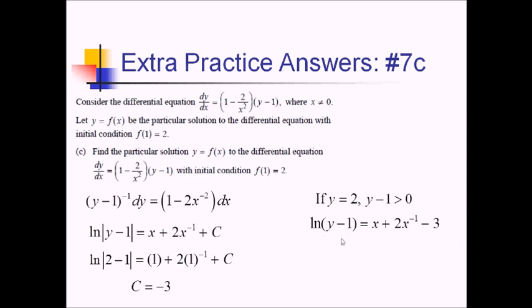We still have to isolate y. First step in doing that, I'm going to raise e to both sides. So I have y minus 1 equals e to all of this craziness. And then I'm just going to add 1 to the other side, and I am done.